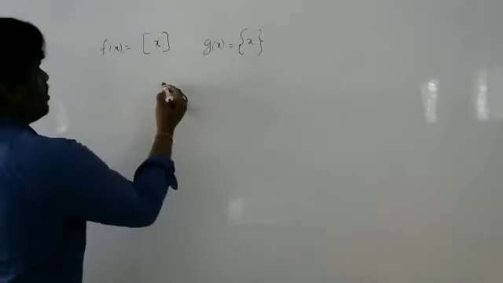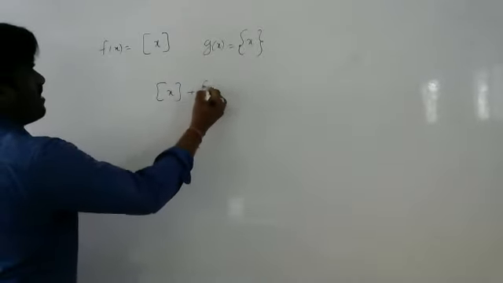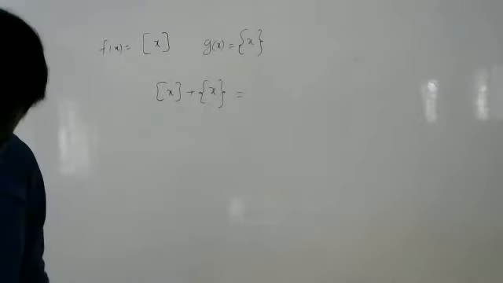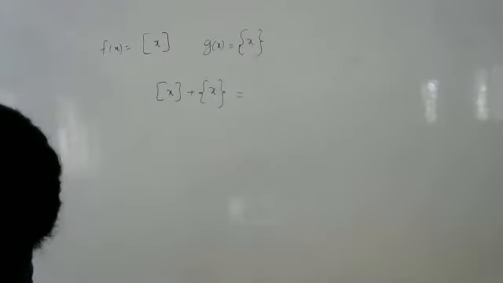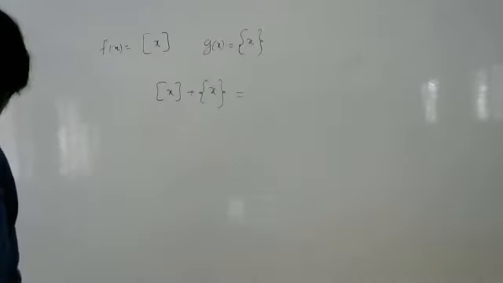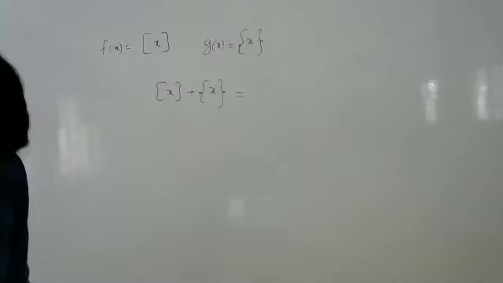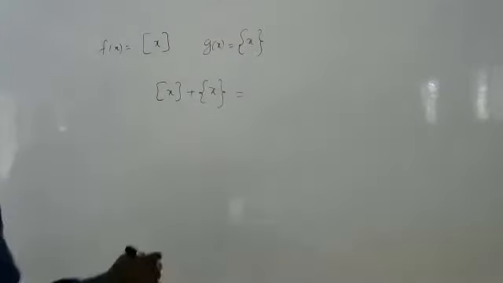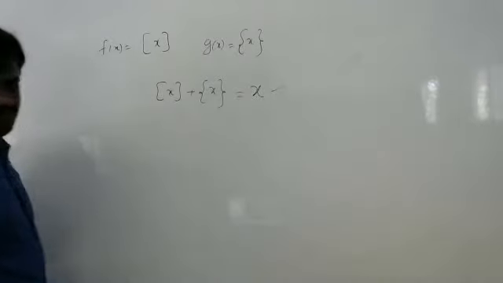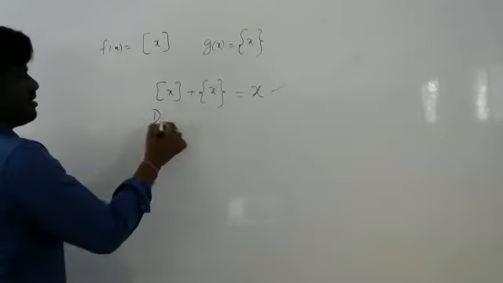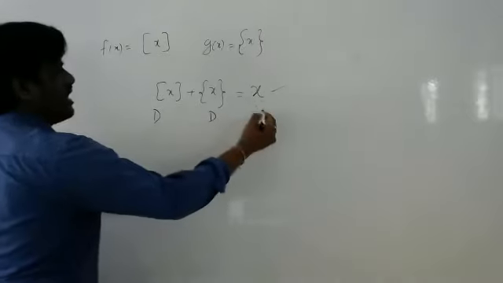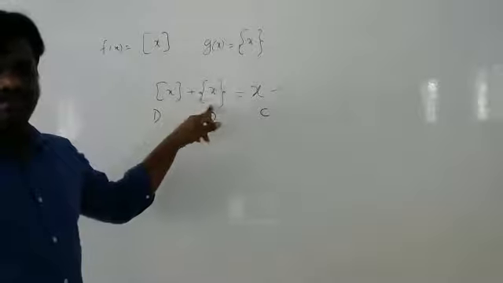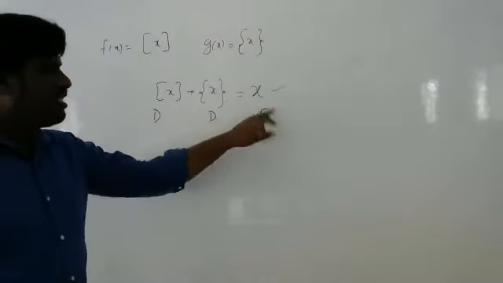If I add them, greatest integer x plus fractional part of x is equal to how much? X. So is it continuous or not? It is continuous. So two discontinuous functions are there, and their sum may not be discontinuous, but here it is continuous.